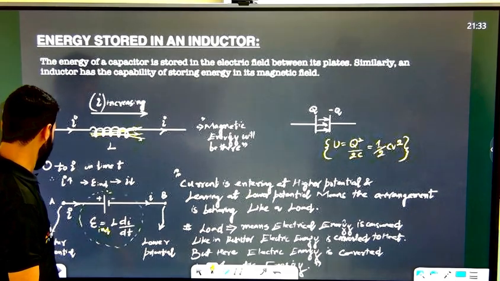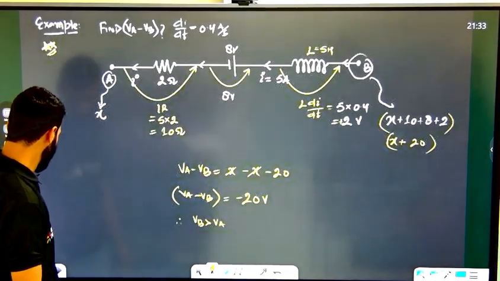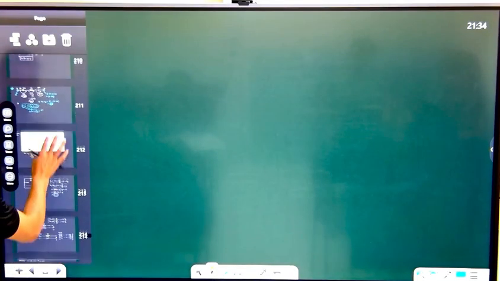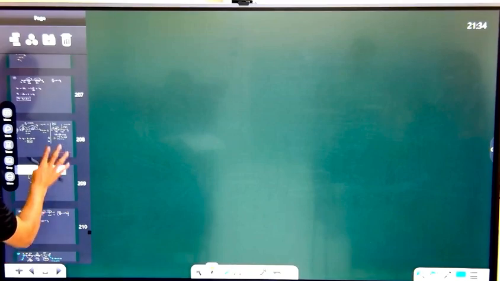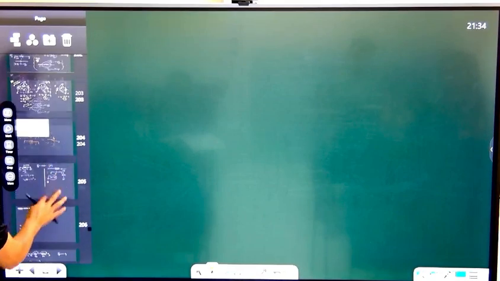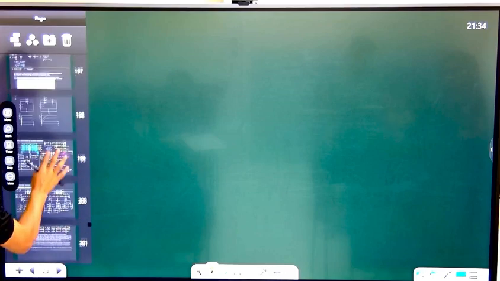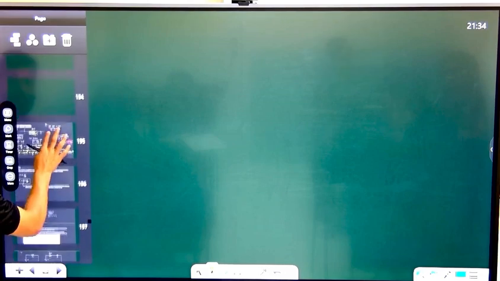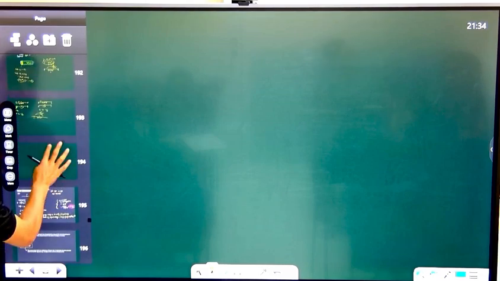Next topic: energy stored in an inductor. We'll write notes and do it. How do we write energy stored in an inductor? Half L I square. Half L I square. I almost forgot.